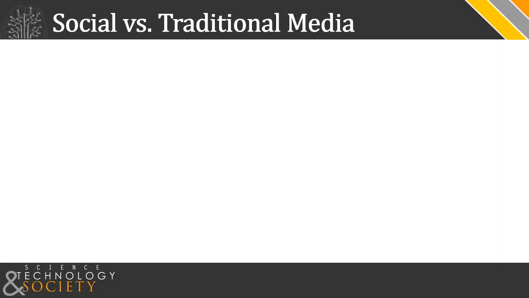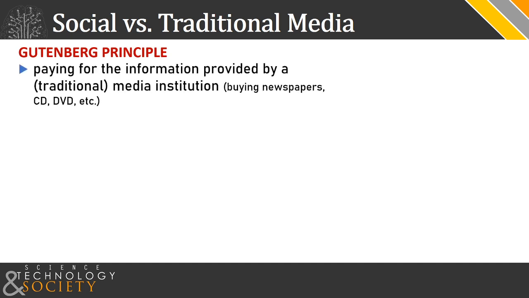In the previous lesson, we discussed traditional media. This type of media obeys what we call the Gutenberg Principle. This principle basically states that you need to pay if you want information. Buying newspapers and DVDs, and advertising on radio and television are just a few examples of the Gutenberg Principle.